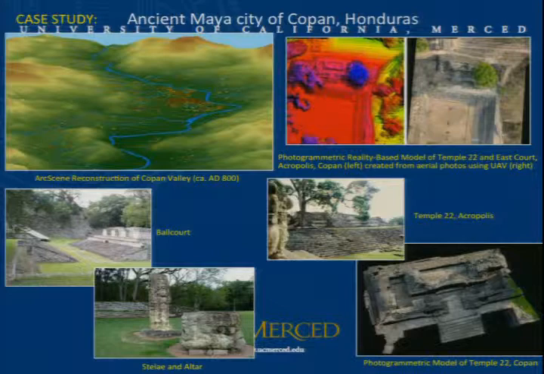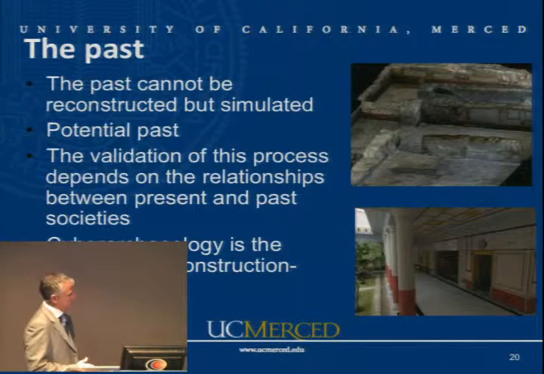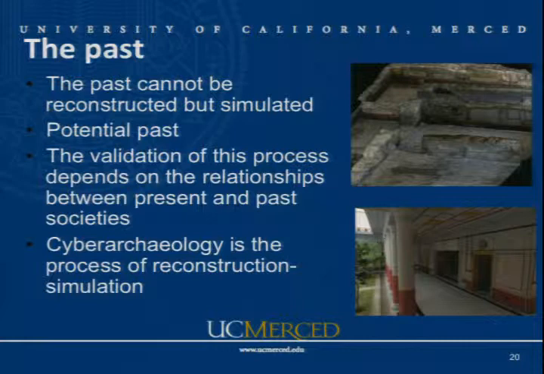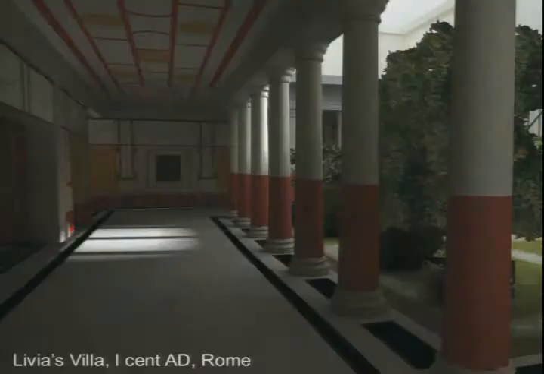The site is not in the middle of nowhere; it should be contextualized in the landscape, in the environment. So we collect the paleoenvironmental data and we try to simulate all this process in the cybernetic cycle, following the cybernetic cycle I presented before. Again, the past cannot be reconstructed. So what we like to say is that we try to potentially simulate the past.